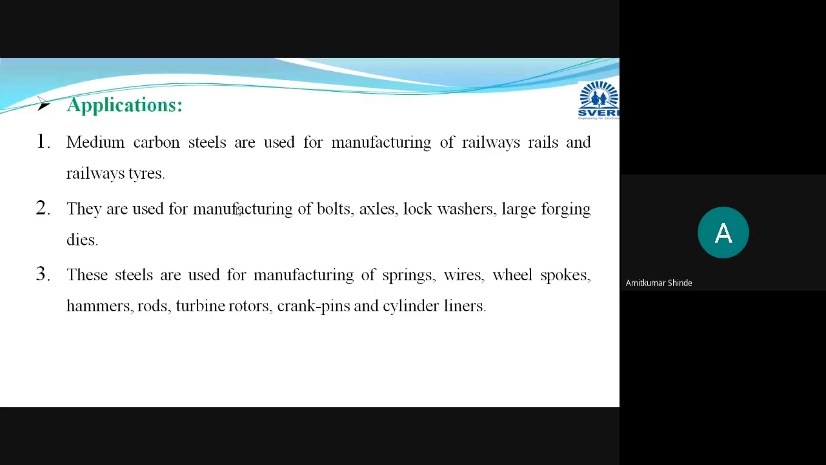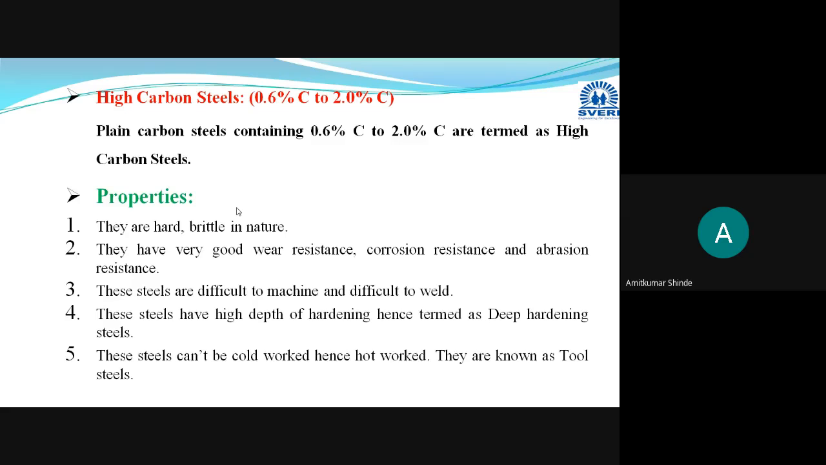So this is the medium carbon steel. Just try to understand the properties and try to remember a few applications of it. Depending on the properties or nature, you can easily remember the names of the components which are manufactured from the different steels. After this, the third type is high carbon steel.